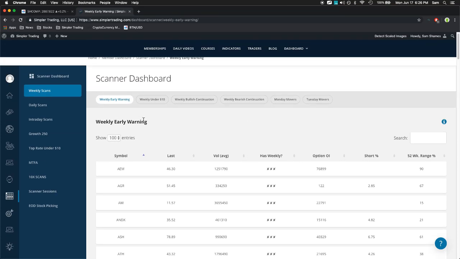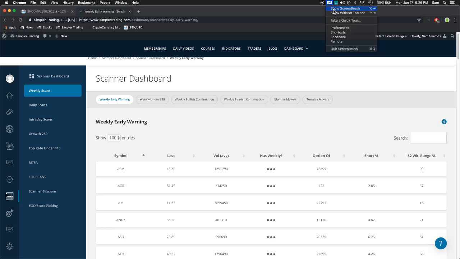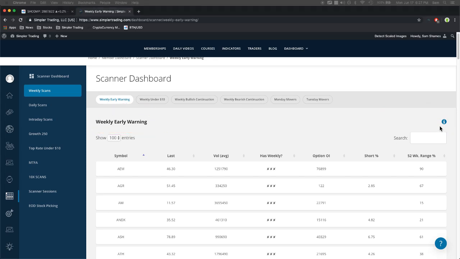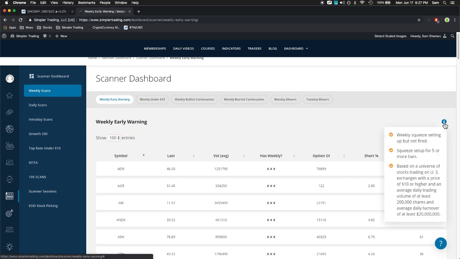So here we have a list of all the things that have pulled up. One thing I want to draw your attention to is on each one of these windows, you'll have an eye icon over here. And this will tell you what this scan is looking for. Because weekly early warning, who knows what that means, right? But if you just hover over the eye, it'll tell you what the parameters are. And so the parameters for this one is basically just a weekly squeeze setting up but has not fired. So in the same way that we would look for daily squeezes, this time it's a weekly squeeze, just means it lasts longer.